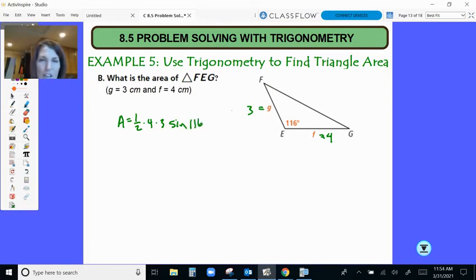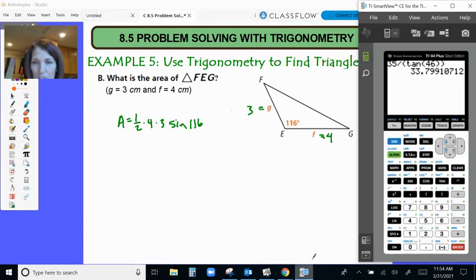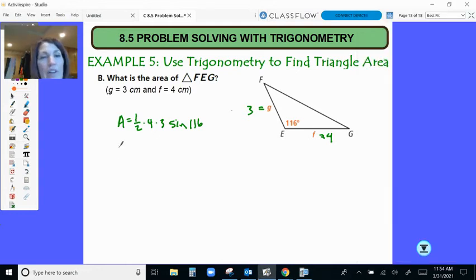I can take my calculator and go 0.5 times 4 times 3 times the sine of 116. Plug that in, and we get about 5.4. So the area is approximately equal to 5.4 centimeters. As far as work goes in your homework, I need to at least see this setup and then your answer.